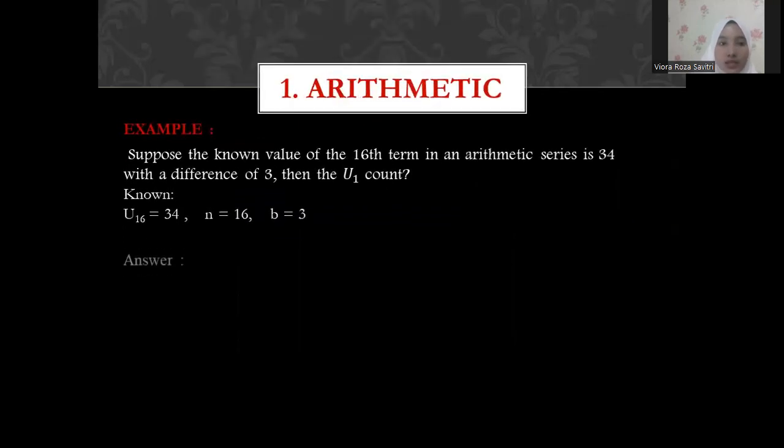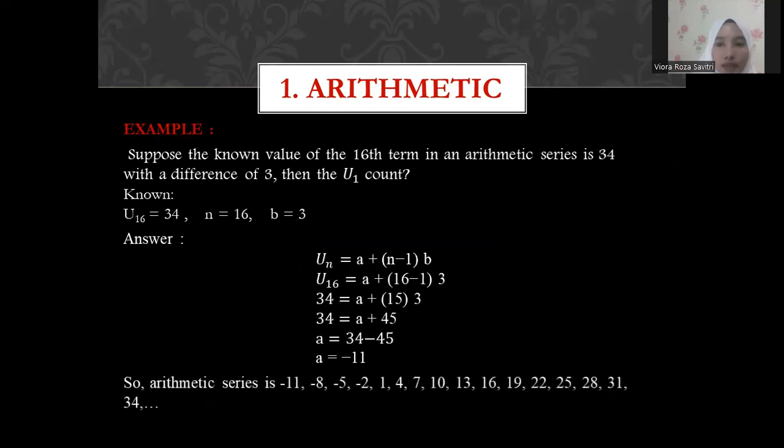Example: suppose the known value of the 16th term in an arithmetic series is 34 with a difference of 3. Then find u1. U16 is equal to 34, n is equal to 16, b is equal to 3. Answer: un is equal to a plus (n minus 1) times b. U16 is equal to a plus (16 minus 1) times 3.